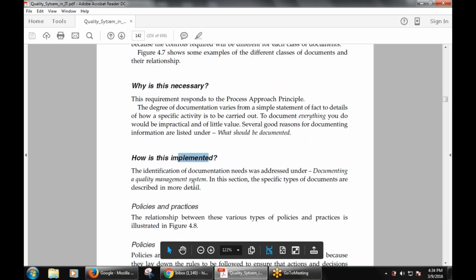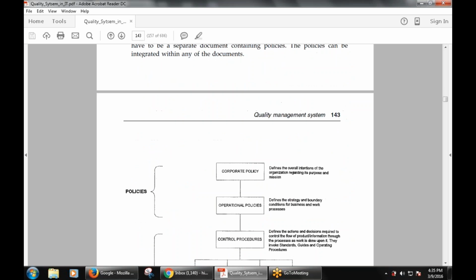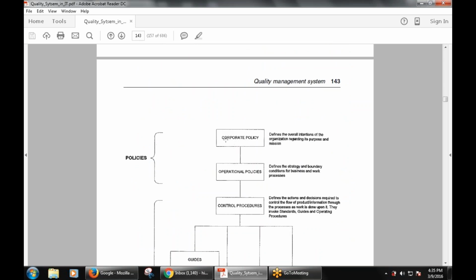And how is it implemented? By documenting the quality management principle, using the various policies and practices that are used for the various documents. These are the various policies that are available. There may be a corporate policy, operational policies, and control procedures. Corporate policies define the overall intentions of the organization regarding its purpose and mission. That is a corporate policy.